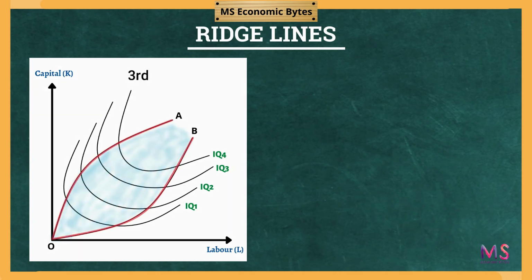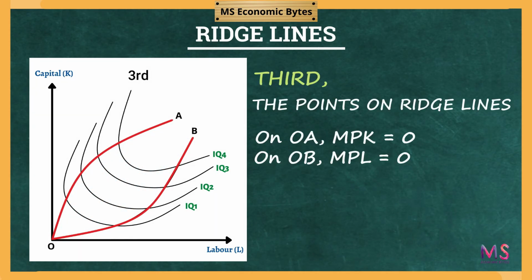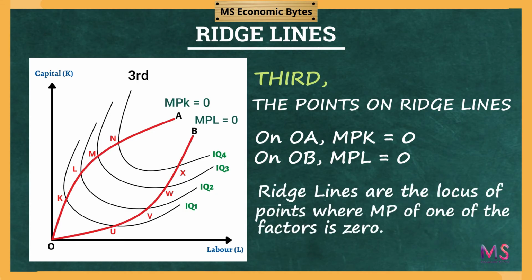And thirdly, the points on the ridge lines. Here, the marginal product of any one factor is 0. The ridge line OA connects the points of the isoquants where marginal productivity of capital is equal to 0. On the other hand, the ridge line OB connects the points of the isoquants where marginal productivity of labor is equal to 0. Thus, ridge lines are the locus of points where marginal product of one of the factors is 0.